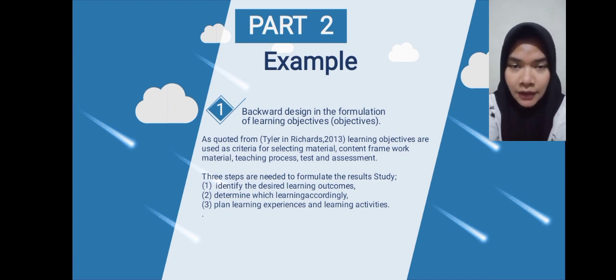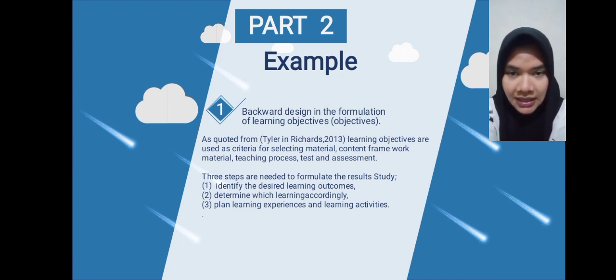So I will continue the material, and it's part 2. In this part, I will explain the examples of backward design. The first one is backward design in the formulation of learning objectives. As quoted from Taylor in the chart 2013, learning objectives are used as criteria for selecting materials, content, framework material, teaching process, test, and assessment.